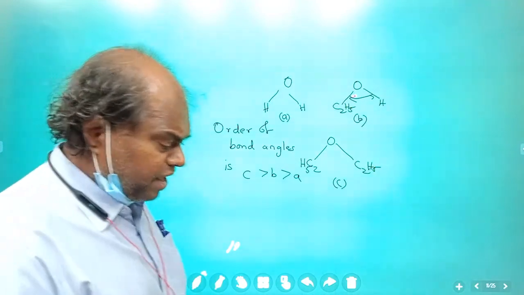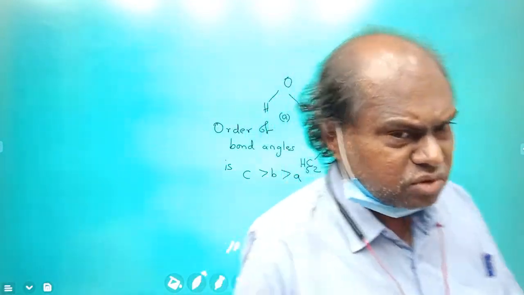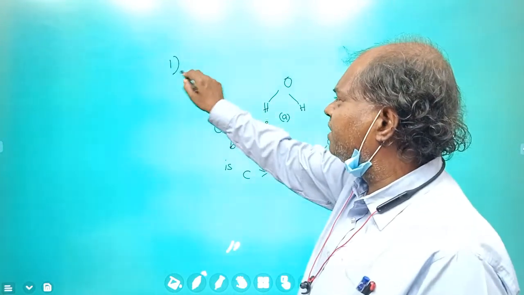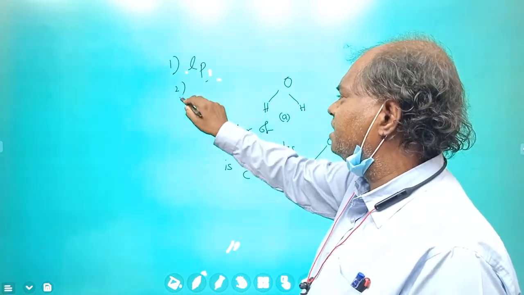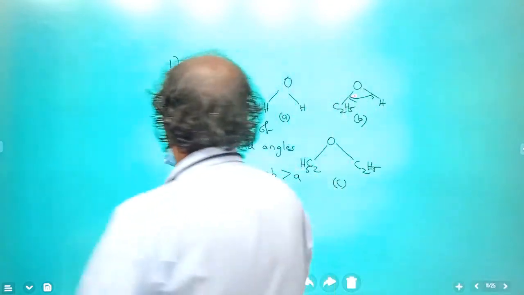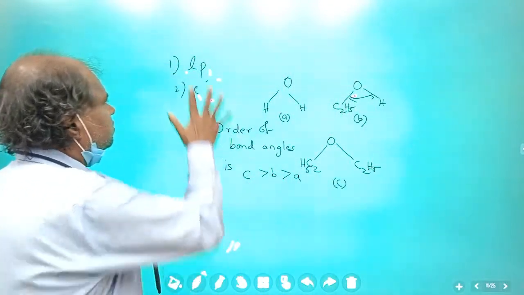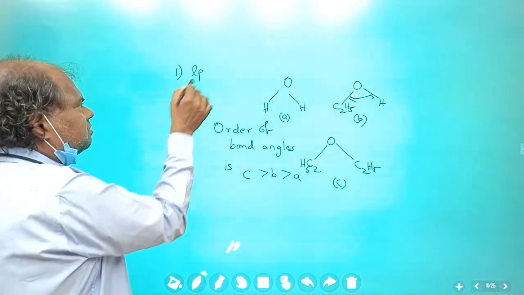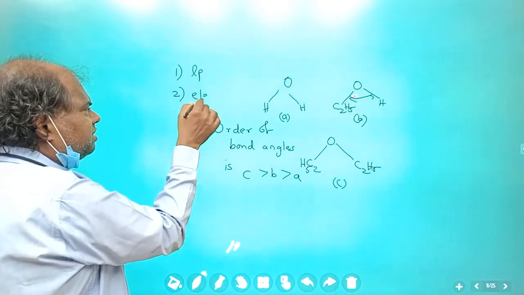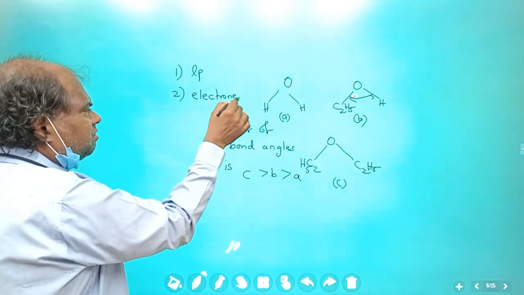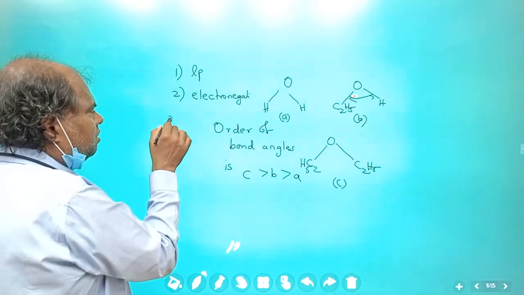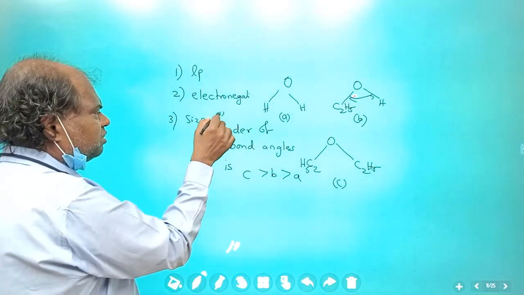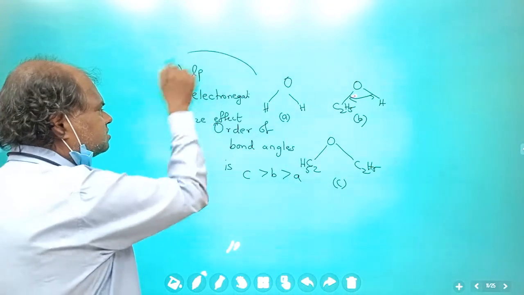Okay. So bond angles. If a question is asked on bond angle, you should consider three things. One is the lone pair effect. Second is the electronegativity effect. And the third thing is the size effect. Based on these, students, you can do any question in bond angles.